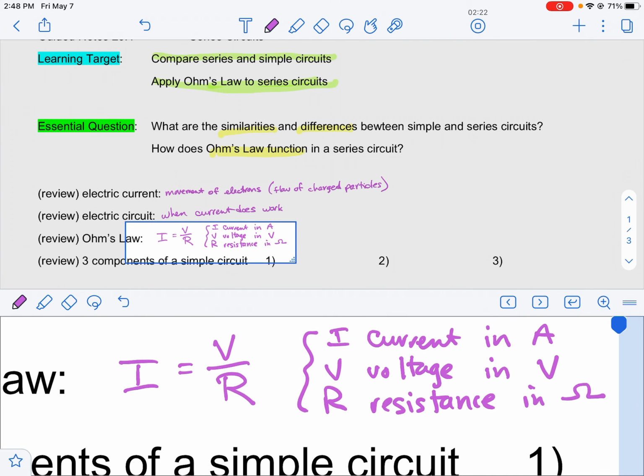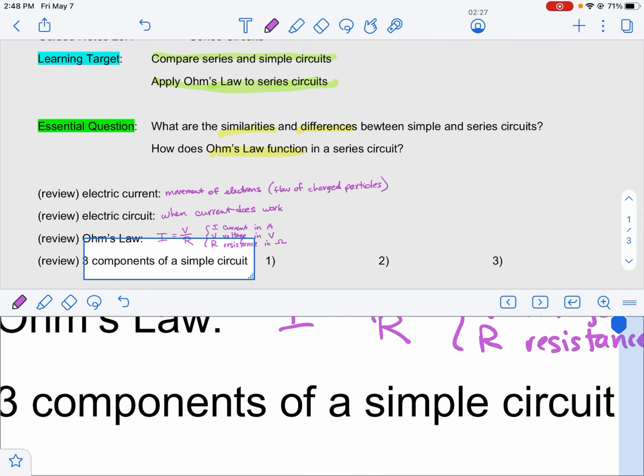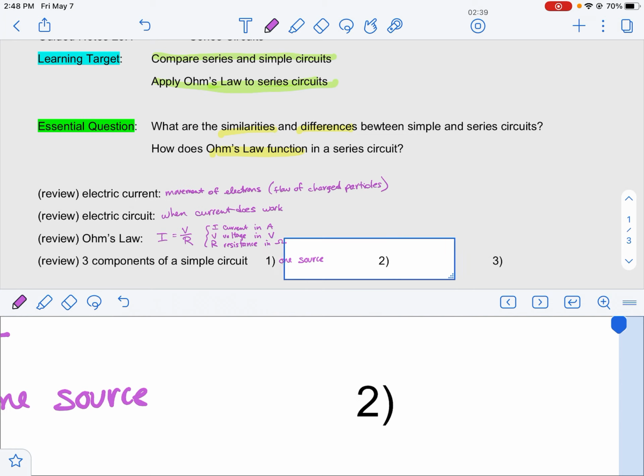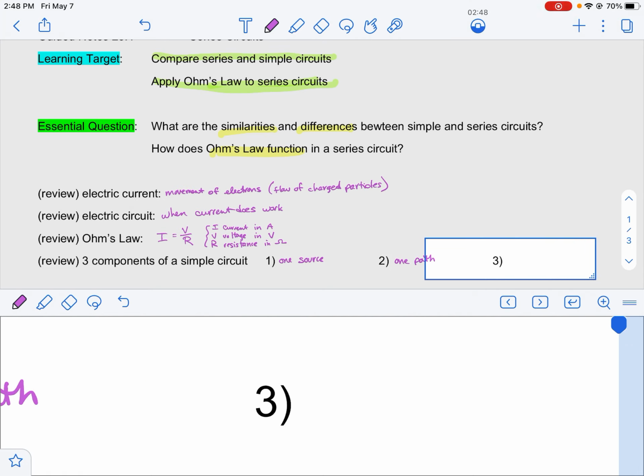Okay? Last review question. What are the three components or three parts of a simple circuit? Do you remember? A simple circuit has one source of electrons, right? We usually use a battery. It has one path for the electrons to travel on. They don't have a choice. They all have to go the same way. And it has one, that's a zero, that's an O, device that's going to use the current.